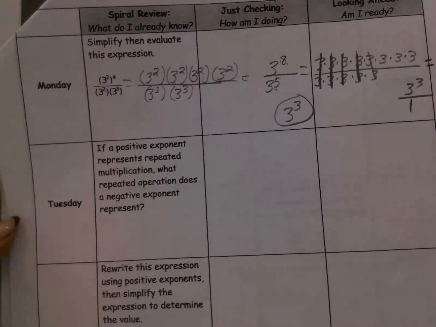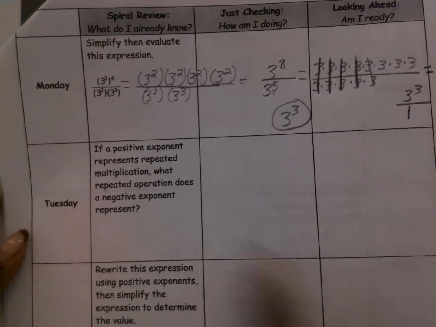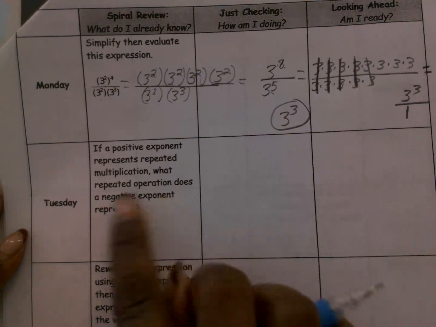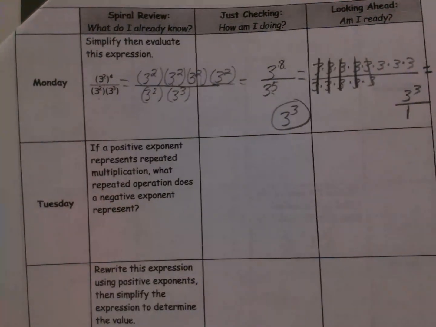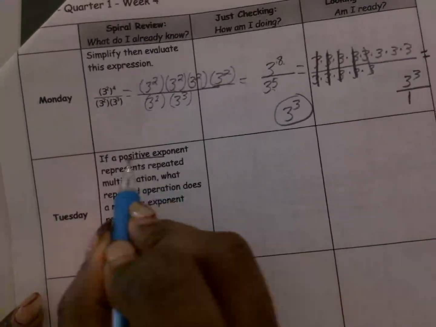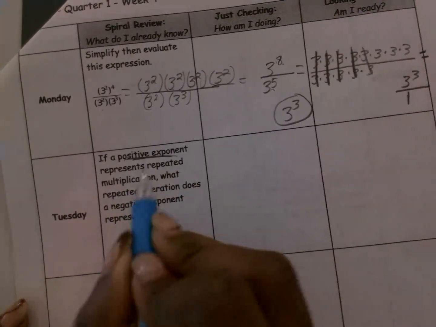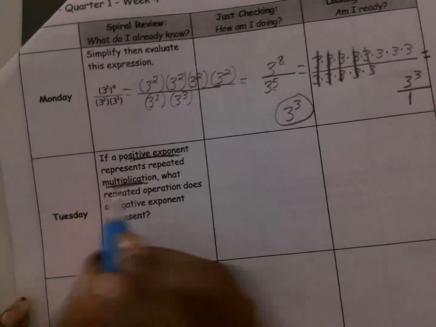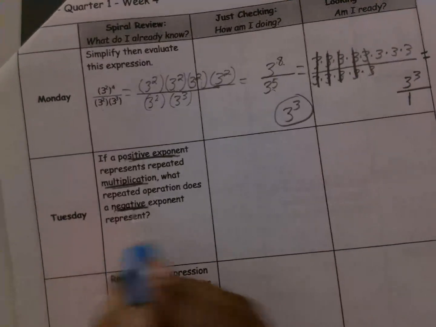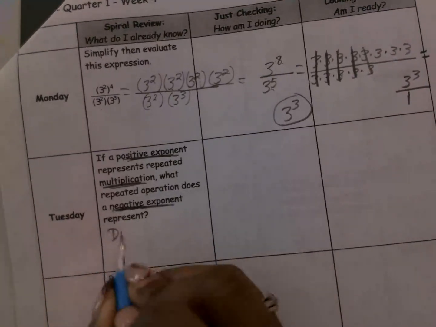If a positive exponent represents repeated multiplication, a negative exponent represents what? Division. Very good. A positive exponent represents repeated multiplication, a negative exponent represents division.